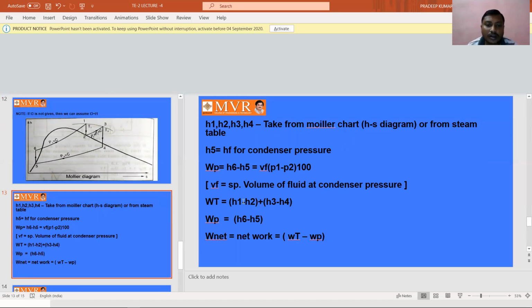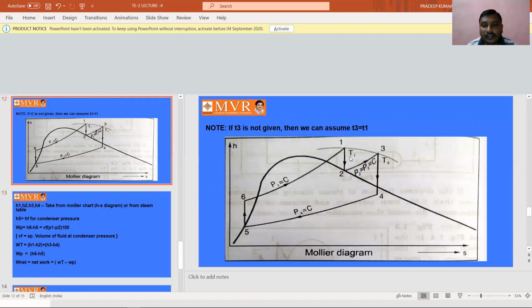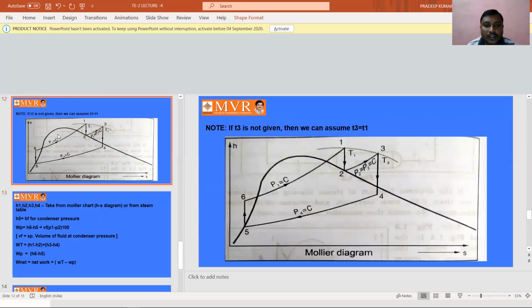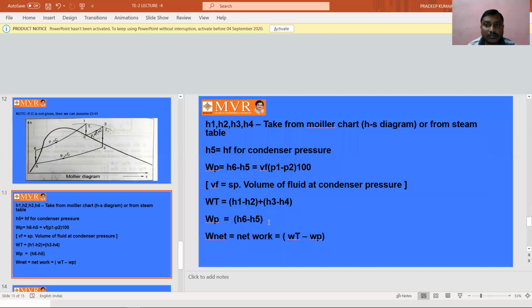The work done by the turbine is H1 minus H2 plus H3 minus H4, meaning the work is done from 1 to 2 and 3 to 4. Hence we write H1 minus H2 plus H3 minus H4. The work done at the pump is H6 minus H5. Hence we write the equation as H6 minus H5. The total net work done is the work done by the turbine minus the work done by the pump.